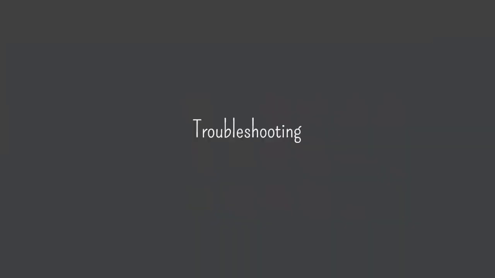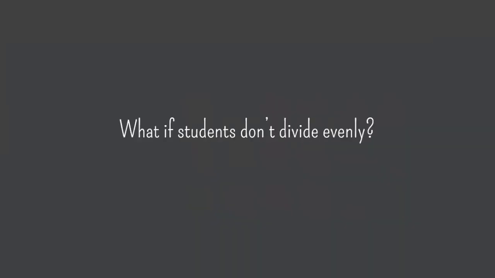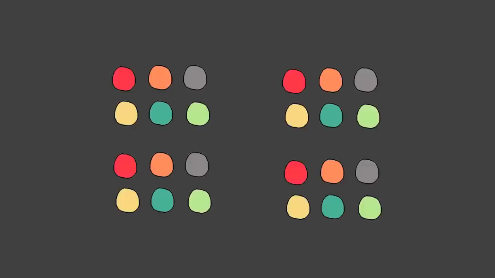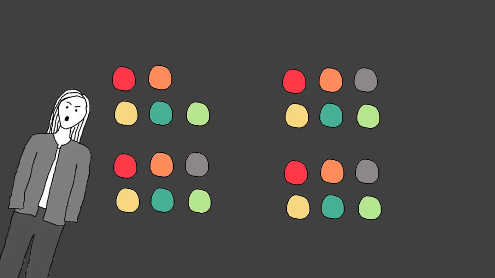Here are a few tips for troubleshooting this strategy. One problem you might encounter is this: what if students don't divide evenly? Now, ideally, you'd have a perfectly divisible group. But as we all know, that kind of perfection rarely happens, and even if you have perfection in your plans, one absent student can throw your whole game off.